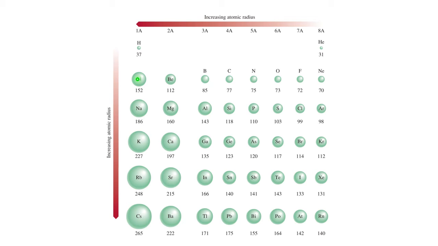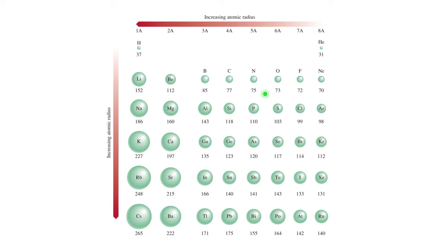Now, in one period, when I'm coming from group number 1 to group number 2, we have an increase of effective charge. Effective charge of lithium we have seen is around 1, for beryllium is around 2, so electrons will be closer to nucleus, and the size of beryllium atom is smaller than lithium atom.